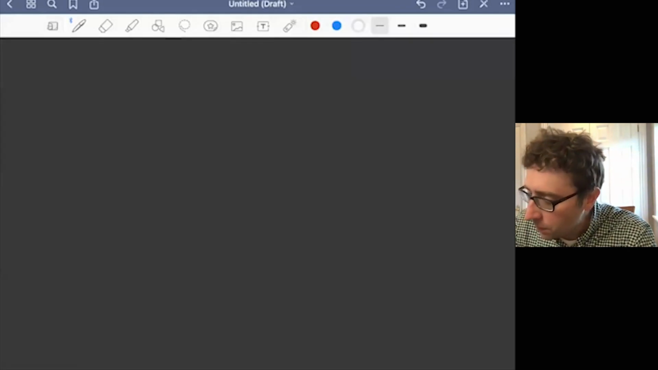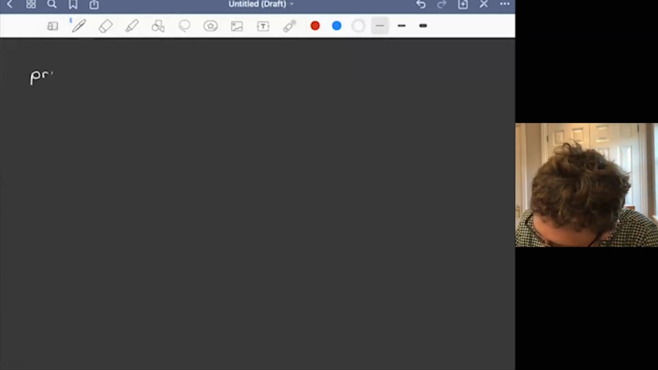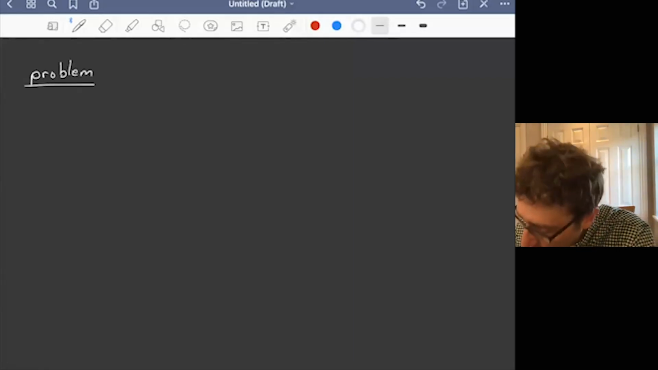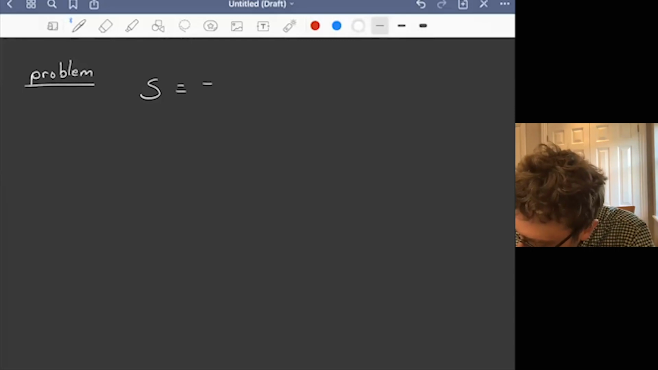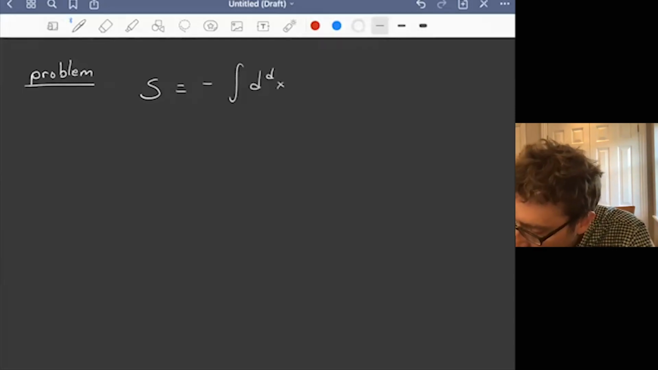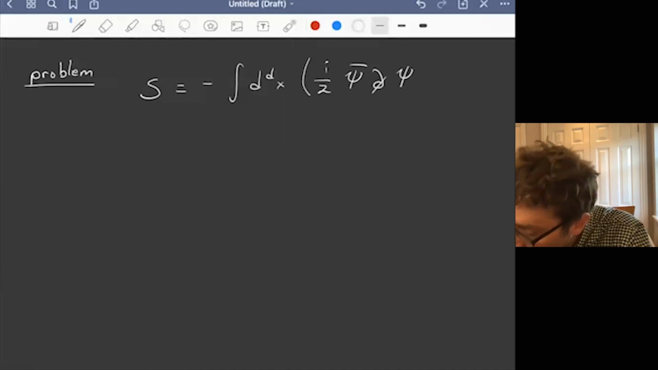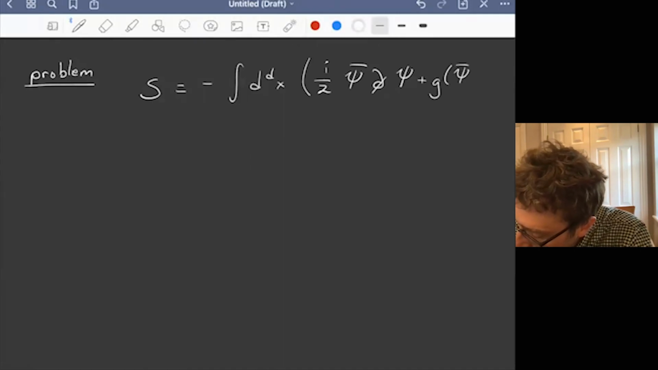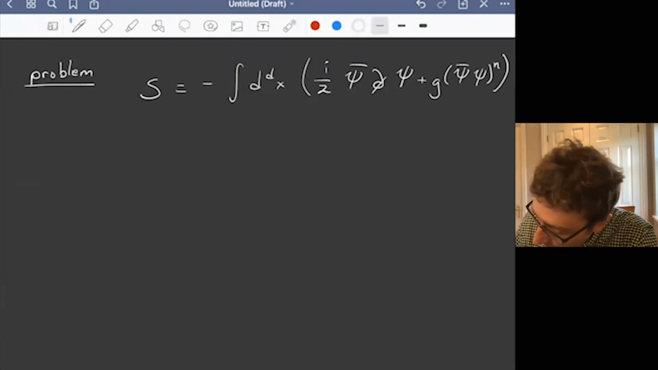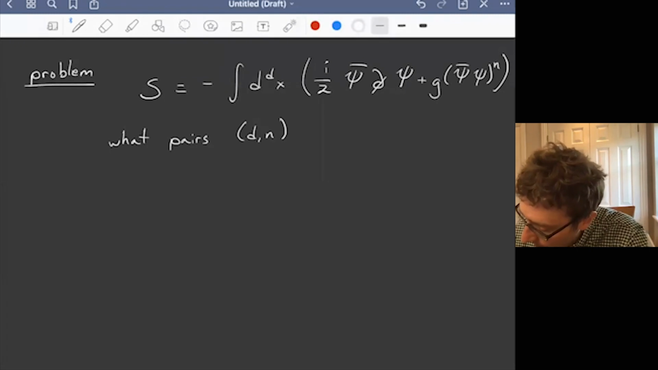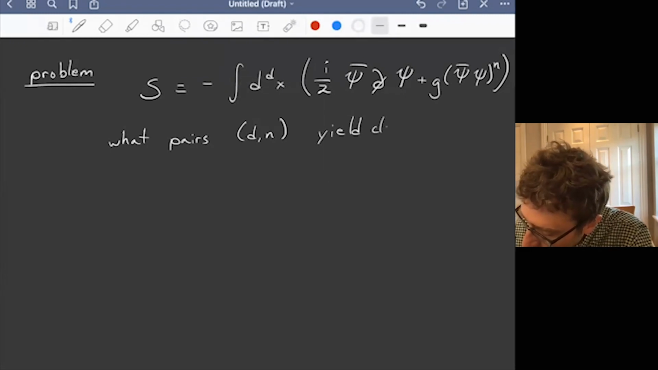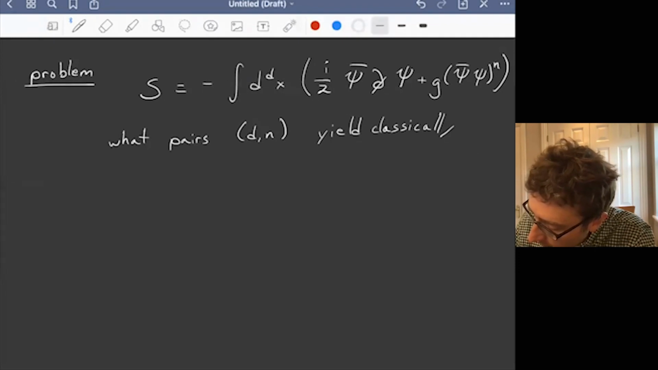Let's do a different problem. This one I won't work out for you. I'll let you think about it on your own. Let's think about fermions. S equals integral d^d x, i over 2 psi bar d slash psi. And let's introduce an interaction of the form g (psi bar psi)^n. So I'll ask again, what pairs d, n yield a classically marginal interaction g?